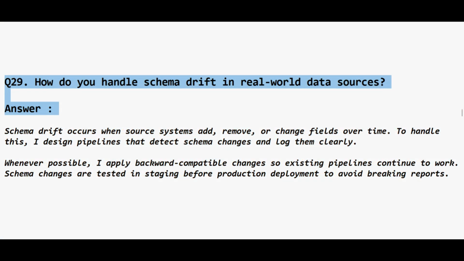Question 29. How do you handle schema drift in real-world data sources? Answer. Schema drift occurs when source systems add, remove, or change fields over time. To handle this, I design pipelines that detect schema changes and log them clearly. Whenever possible, I apply backward-compatible changes, so existing pipelines continue to work. Schema changes are tested in staging before production deployment to avoid breaking reports.